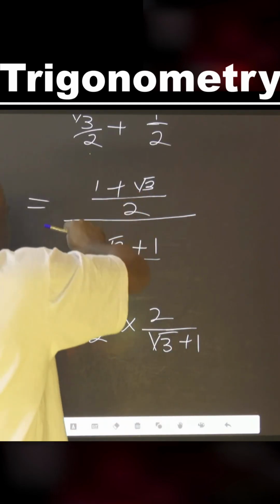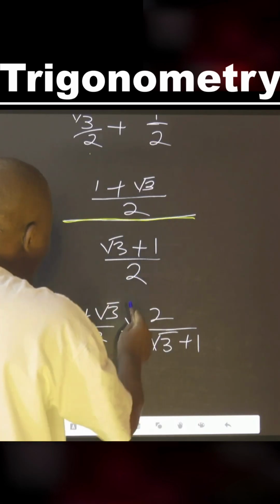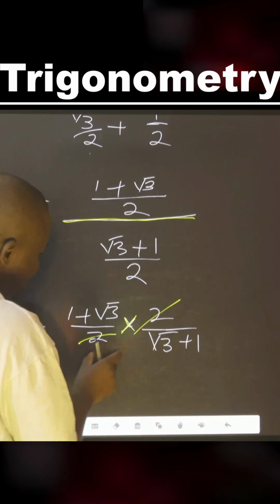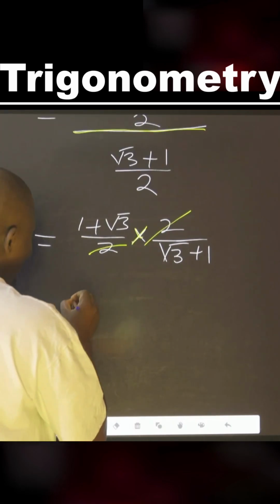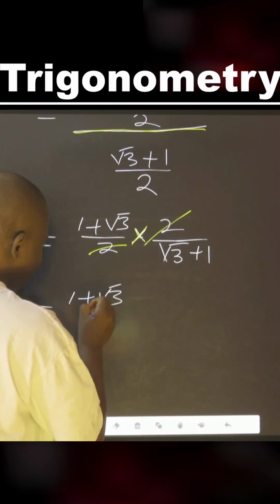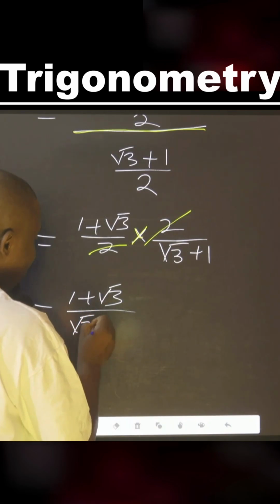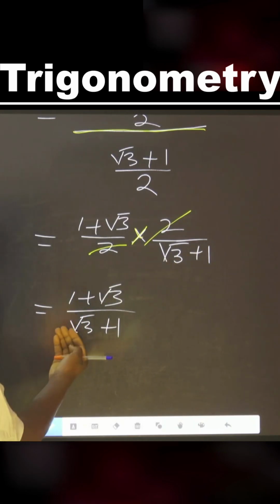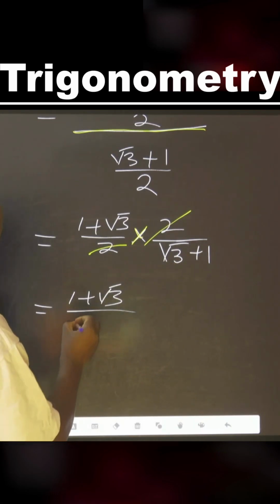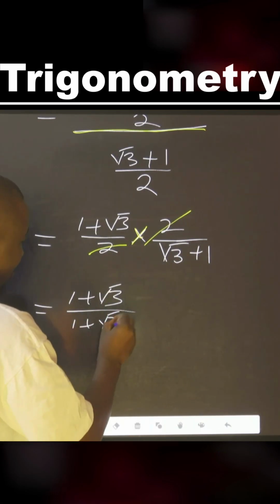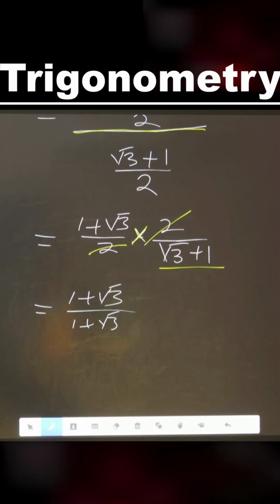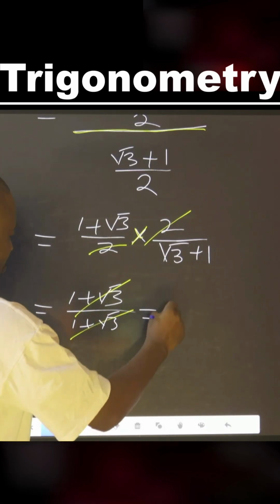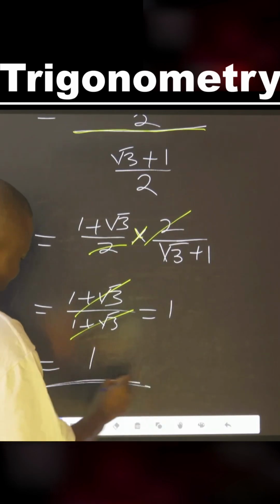We have to flip this because we want to change this to times. We flip this, okay? This and this will cancel. We now have 1 plus square root of 3 over square root of 3 plus 1. Still the same thing, either I do it like this or like this. So what I will do now, I will rearrange it and put 1 plus square root of 3 for this, because it's the same. And you agree with me that this and this you cancel, you're going to have 1. Therefore, our answer is 1.